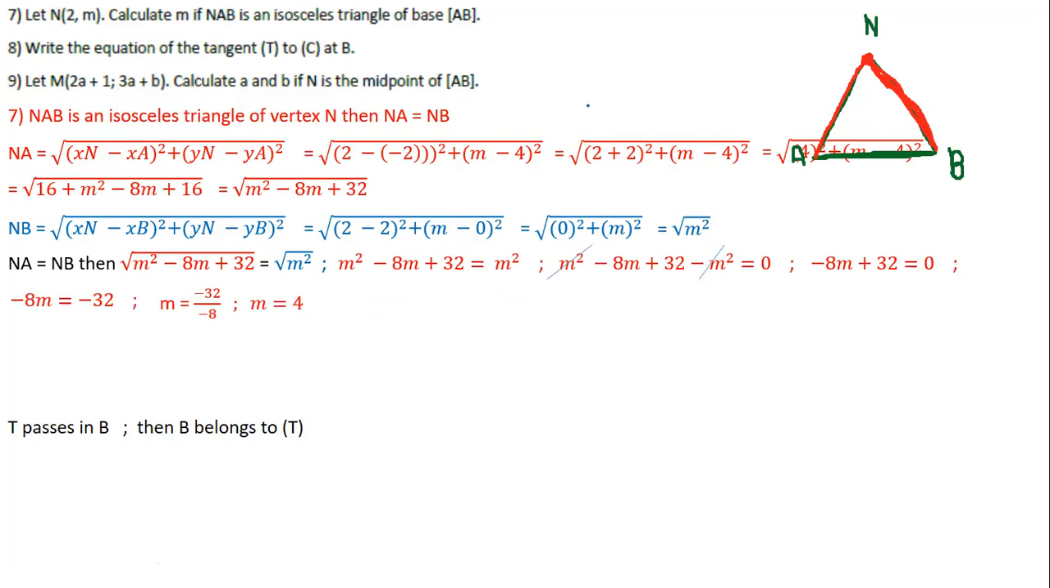What we did is very simple. We calculated NA using the rule. We have the coordinates of N and the coordinates of A. We calculated NB, and we set them equal to each other. This radical cancels this radical and we solved an equation to calculate the unknown m. Did I do something difficult?